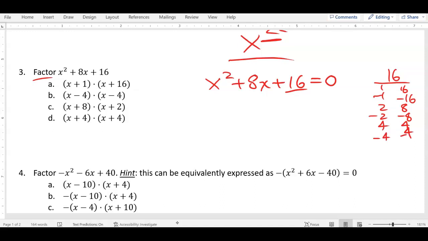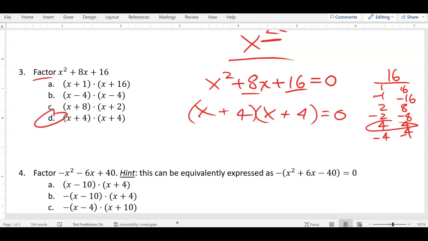Now, which one of these add up to make 8? So 4 and 4. So we have x and x, 4 and 4. Since they're positive, it's positive. So our best answer is letter D. Okay.